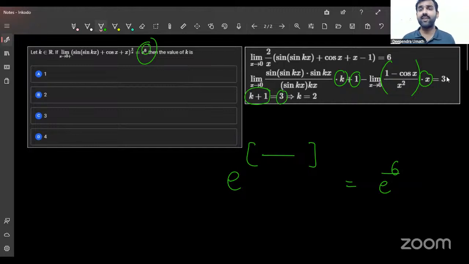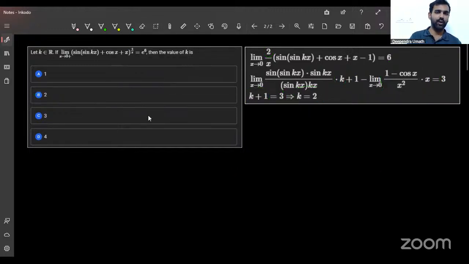Now, why have they written it as 3? Because 6 when divided by 2 gives you 3. So if k plus 1 is 3, k will be 2, and that's your answer. This is how easy these questions are. Trust me, students, if you are comfortable with them, you can easily crack this category of questions.